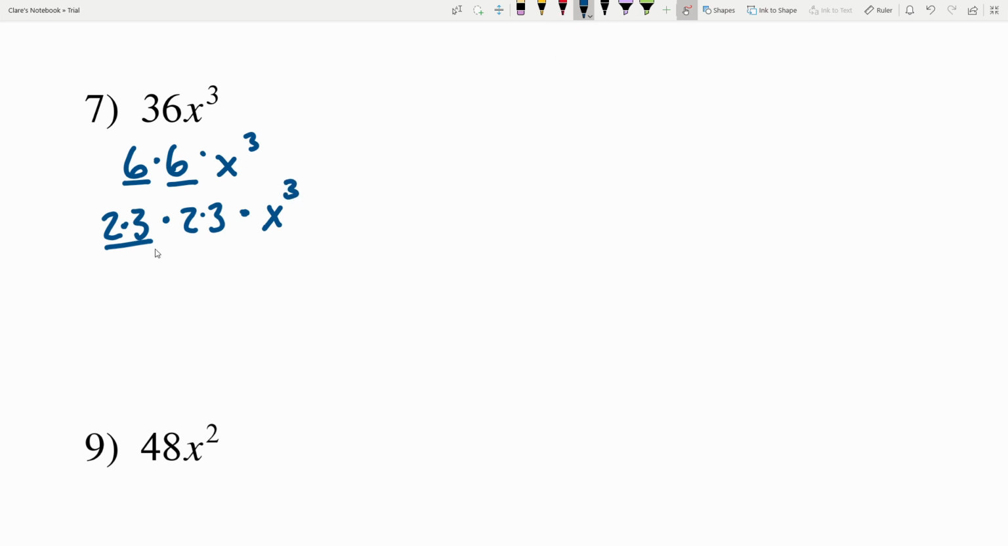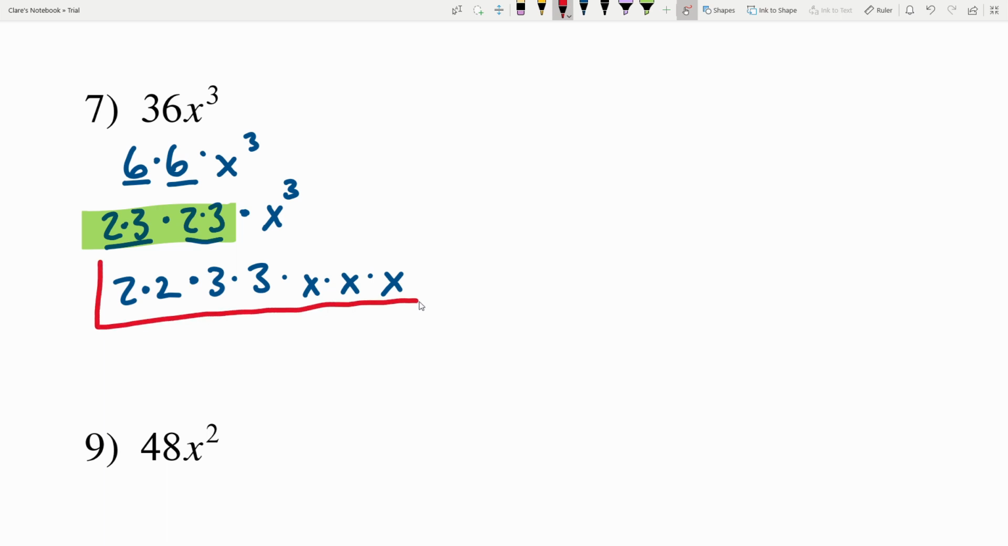Now I'm going to put my 2's and 3's in order, least to greatest. So I'll have 2 times 2, because I have 2 2's, times 3 times 3 because I have 2 3's. Now these were prime, but my variable still has an exponent, and our problem stated no exponents. So I'm going to split x cubed up into x times x times x. So 2 times 2 times 3 times 3 times x times x times x is our prime factorization in number 7.